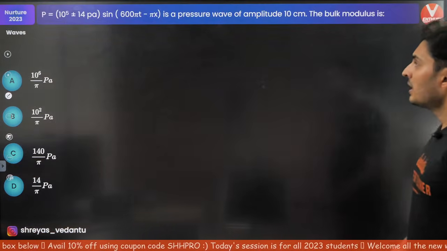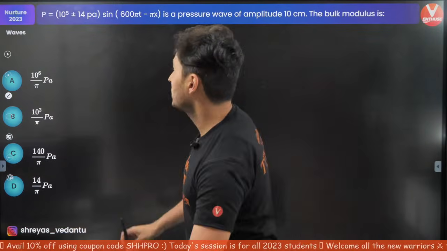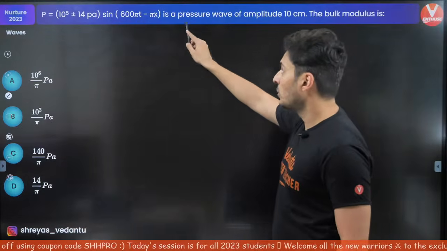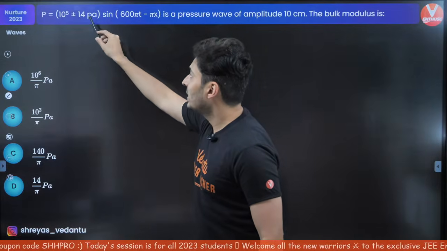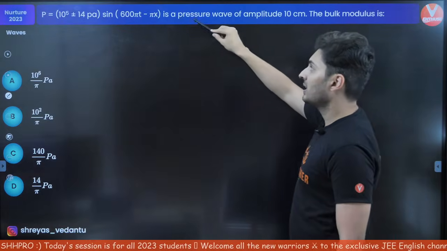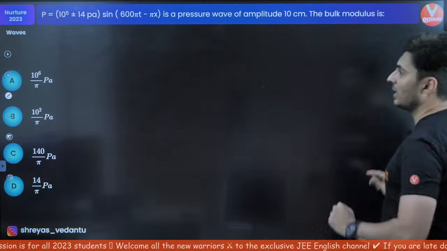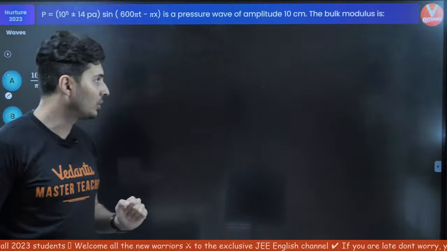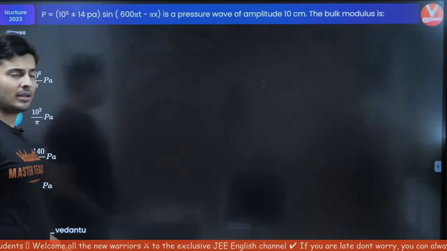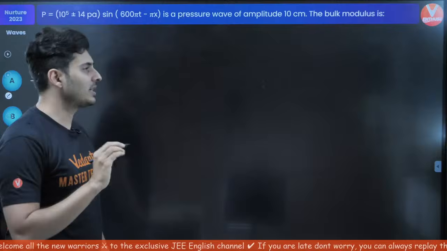Next question. If the pressure variation is as shown over here, 10^5 plus minus 14 Pa sine, this is a pressure wave of amplitude 10 centimeter. What is the bulk modulus? Okay, let's try to do this. Try to compare this equation with your original pressure equation.